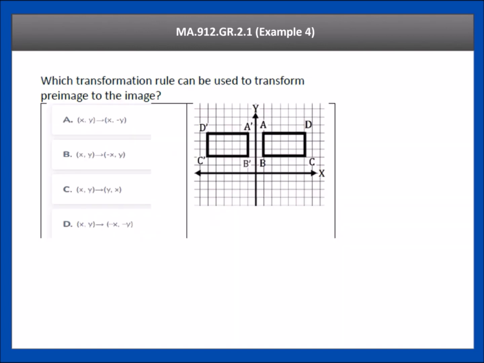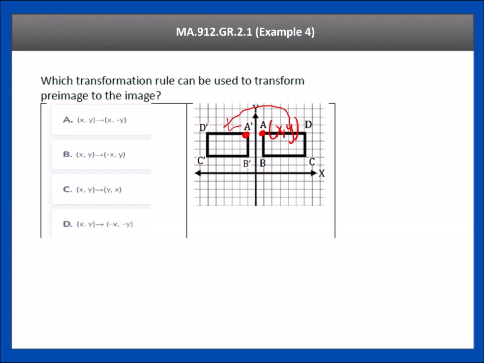All right, which transformation rule can be used to transform the pre-image to the image? So we're going from this to that. It looks like it's a reflection about the y-axis, about here. Okay, so if I flip it, I get the one on the left. So if it's a reflection about the y-axis, what's changing? Well, A is going to A prime. So if A is x, y, then what's A prime going to be?